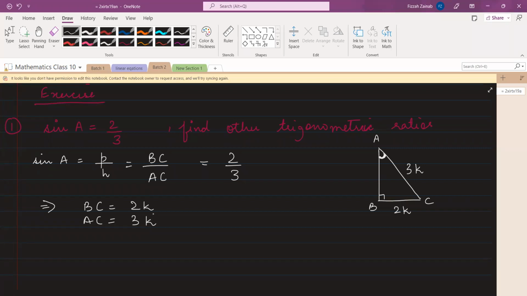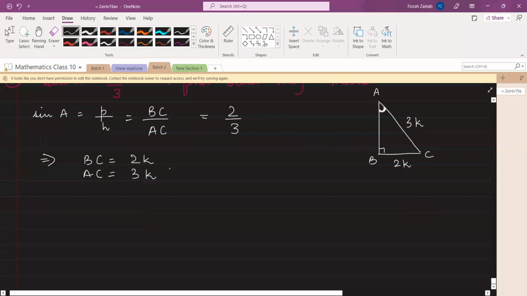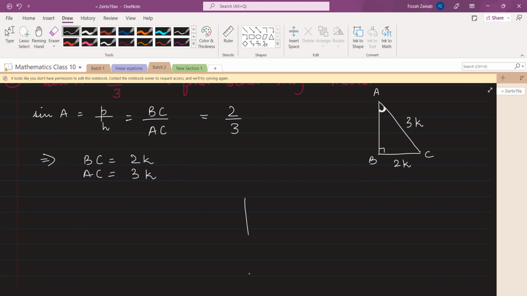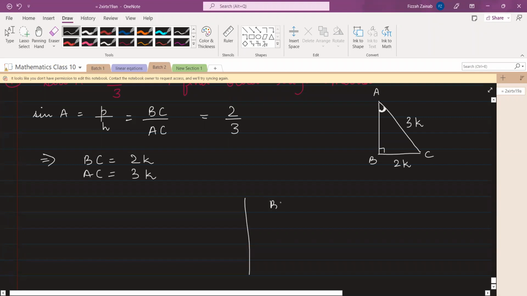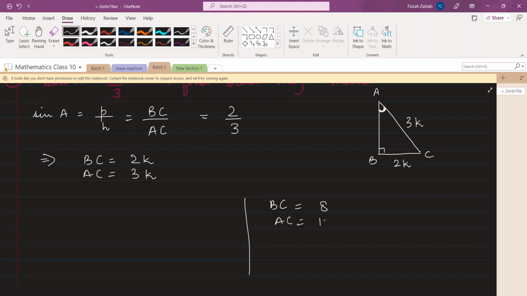Okay, now see here, I cannot write BC is 2 and AC is 3. Why? The answer will be the same in case of trigonometry here. There's no problem, but conceptually it's wrong to write it. Why? It is only one of the possible answers, right? So I cannot simply write BC is equal to 2 and AC is equal to 3. Just to understand, the ratio of BC by AC has to be 2 by 3. Now, for example, BC is 8, right? And AC is, let's say, 12.